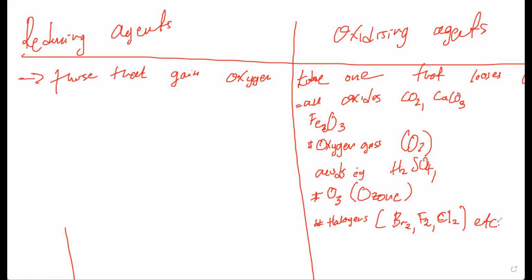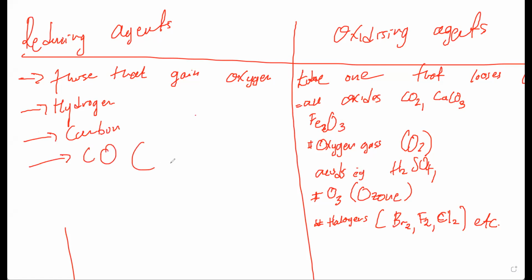And then we have reducing agents. Reducing agents are the gainers of oxygen. Give me examples. We have hydrogen, we have carbon, we have carbon monoxide.